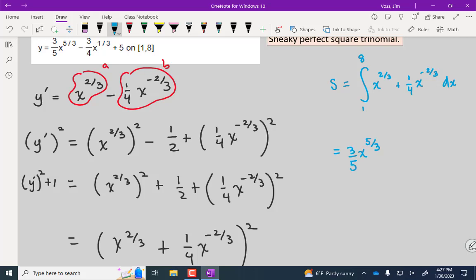So when we integrate, we're going to add 1, get x to the 5/3, divide by 5/3, which means multiply by 3/5. And then over here, when we add 1, we're going to get x to the 1/3. Dividing by 1/3 is the same thing as multiplying by 3. And that's from 1 to 8.